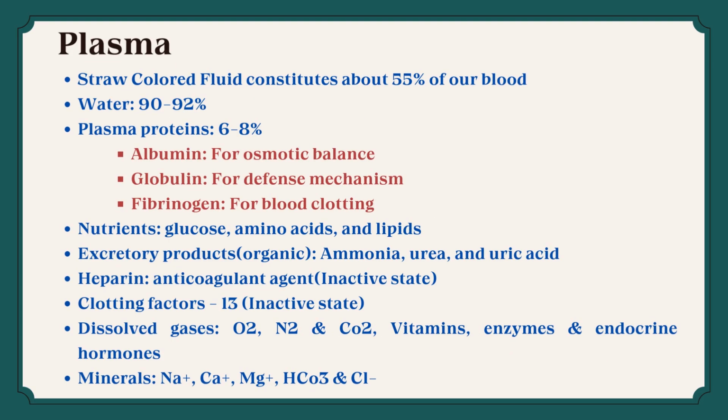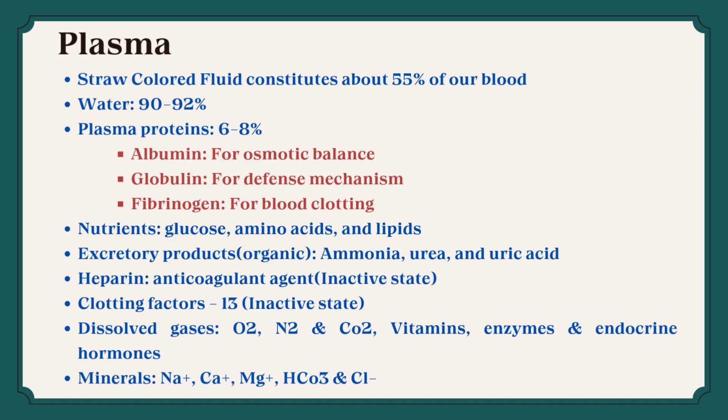Let's see plasma first. Plasma is a straw-colored fluid which constitutes about 55% of our blood, and the rest 45% is formed elements. Water constitutes about 90 to 92% of plasma and the remaining 6 to 8% consists of the plasma proteins, namely albumin, globulin, and fibrinogen. Albumin is responsible for maintaining the osmotic balance, globulin is responsible for the defense mechanism, and fibrinogen is the clotting factor.